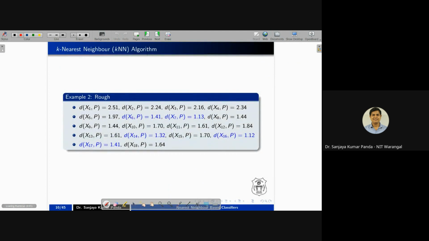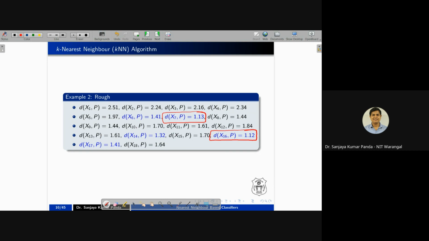We have already calculated the distance measure, and out of these distances you have to find the 5 shortest, or 5 minimum distances. Best distance, next best distance, like that, you go for 5 distances. Out of all distances, the minimum value is 1.12, which we already identified in the nearest neighbor algorithm. Now, if you look at other values, this value is the next closest neighbor.